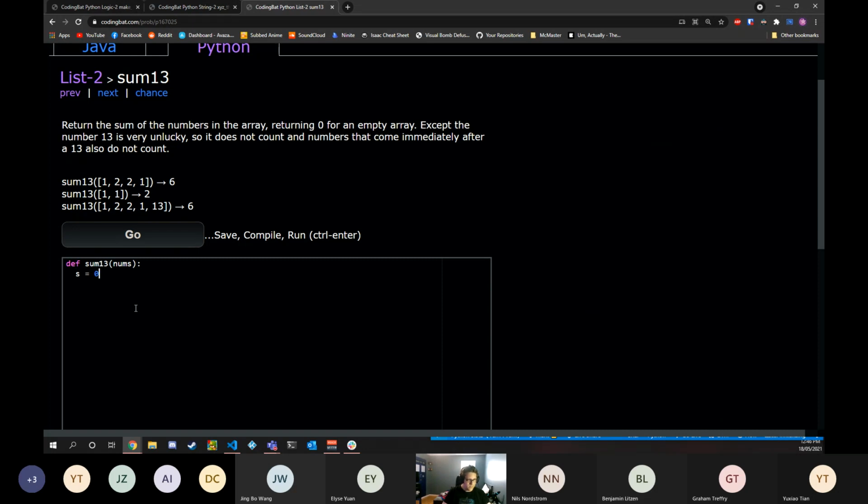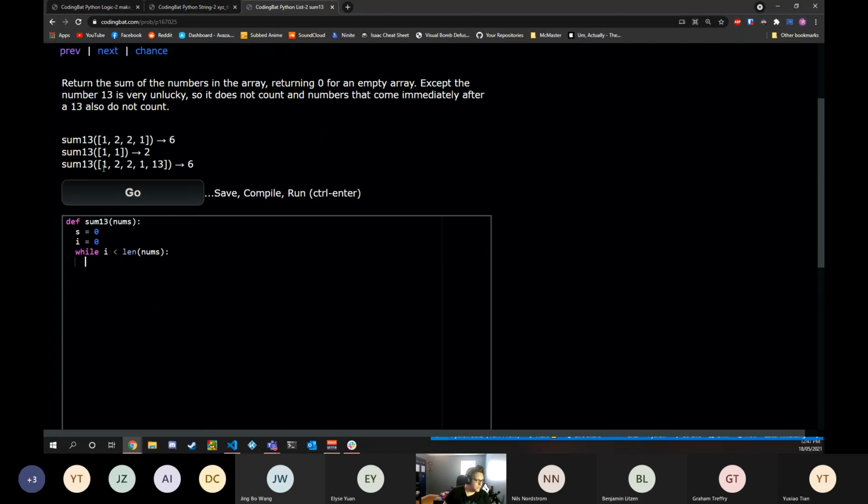So sum equals 0. General idea. For I in... Actually, you know what? I'm not going to use a for loop. Because I'm going to need to change whether I'm going up by 1 or 2, I'm going to use a while loop. While loops give me more control on how I change the index. So I think that it's going to be the easier of the two. While I is less than len nums.